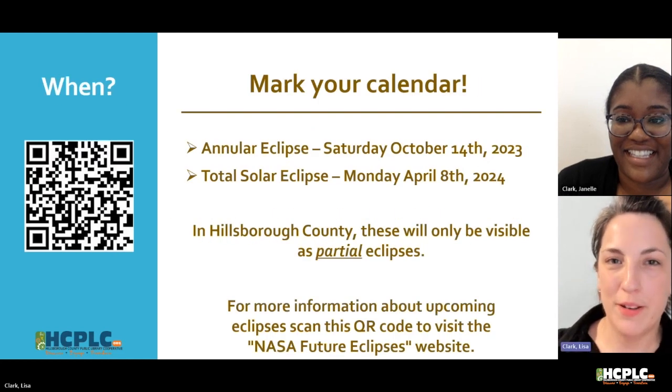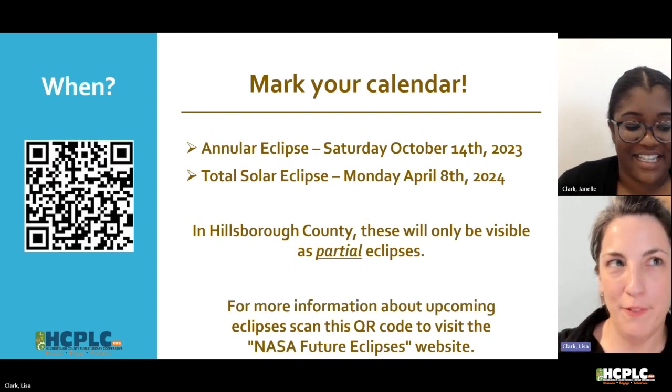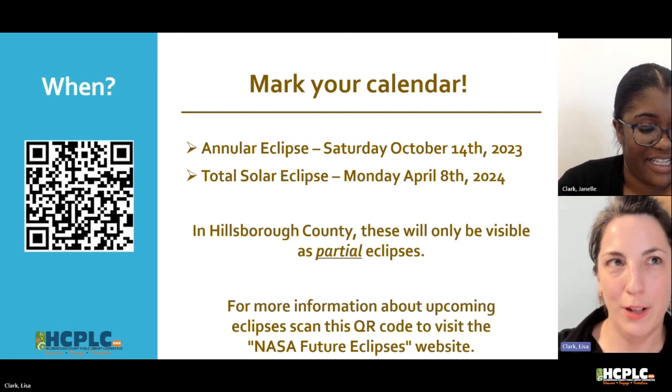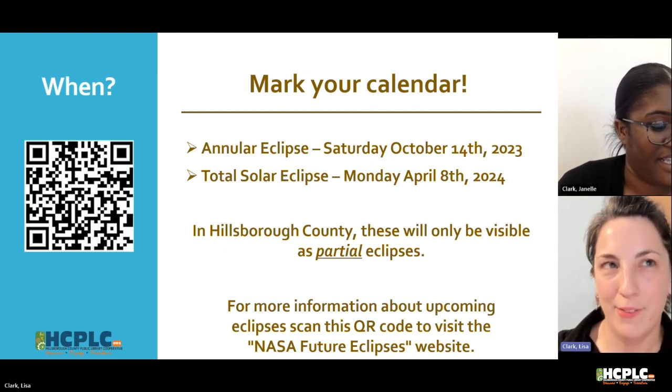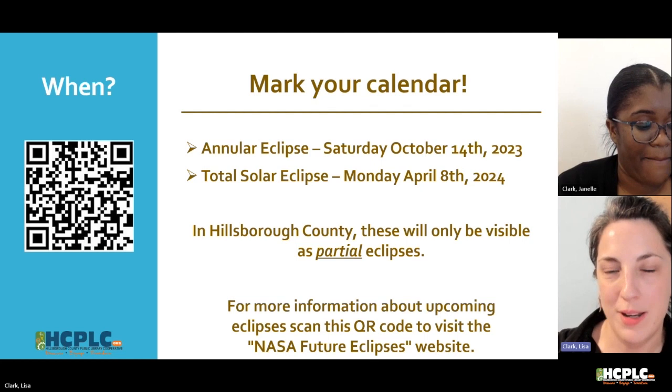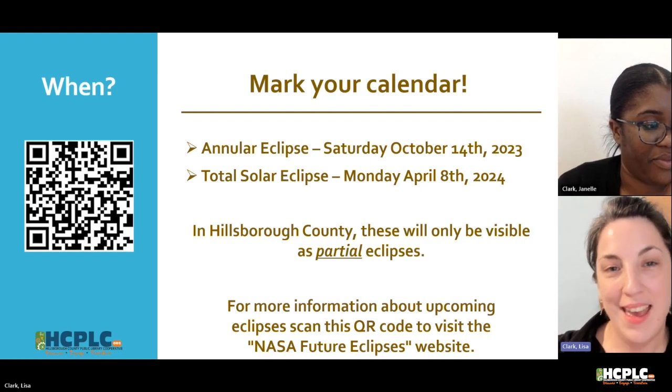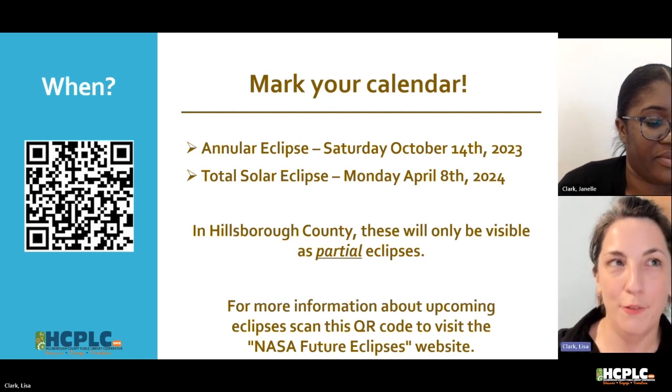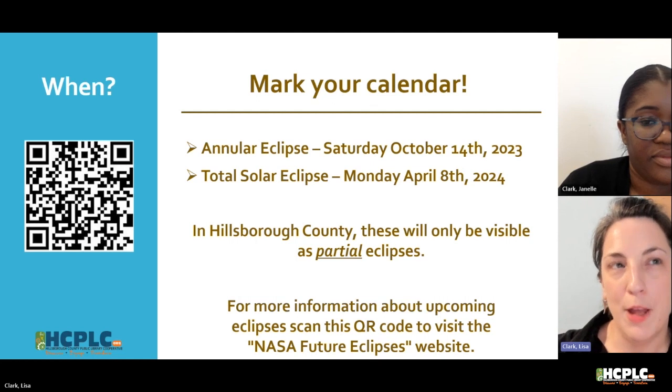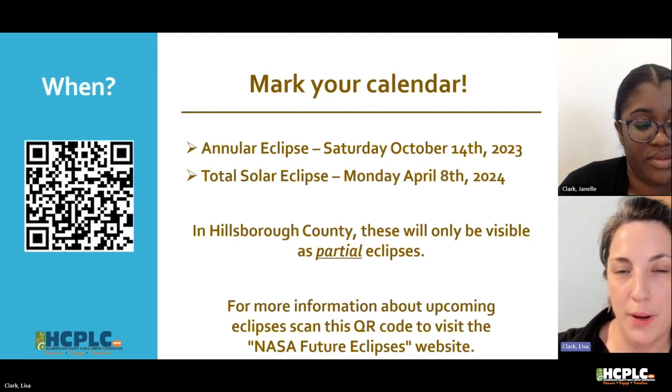So remember, we talked about we have one coming up. We've got our next solar eclipse coming up on Saturday. It's upcoming Saturday, October 14th, 2023. And if you want the full total solar eclipse, it'll be on Monday, April 8th, 2024.